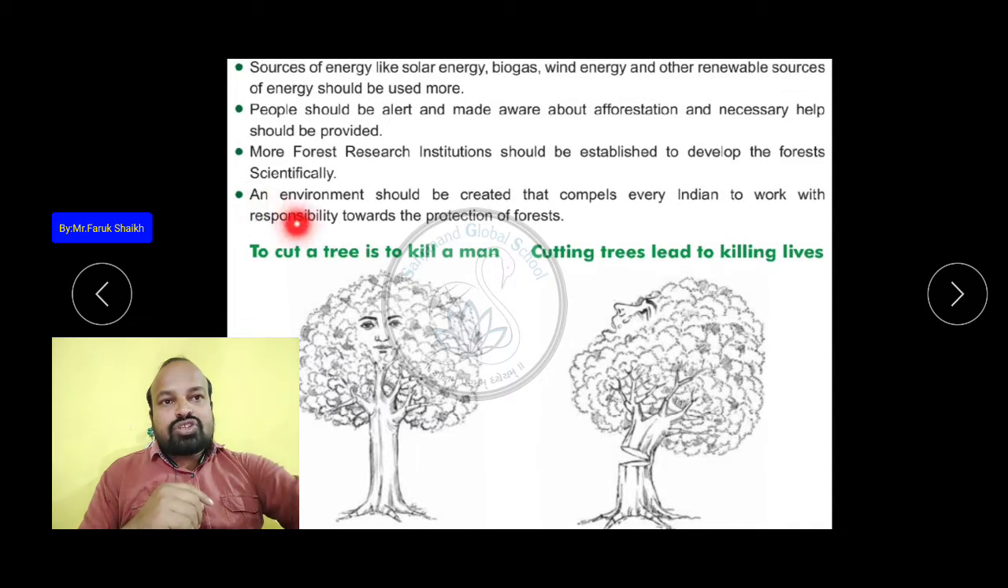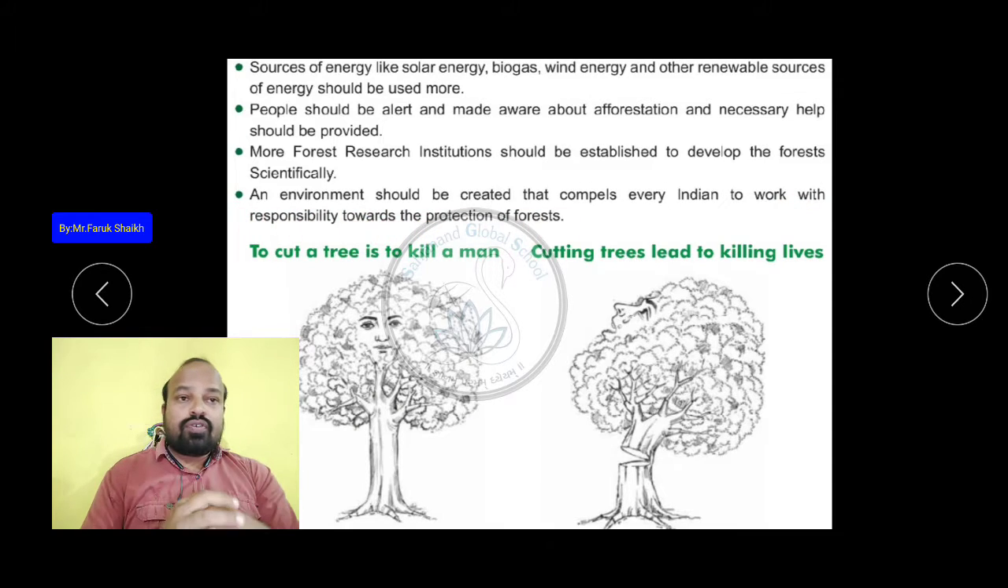An environment should be created that compels every Indian to work with responsibility toward the protection of forests. The government and the NGO organizations have to create this environment that compels every Indian to work with responsibility toward the protection of the forest. Means we have to think about it. We have to become aware of afforestation.